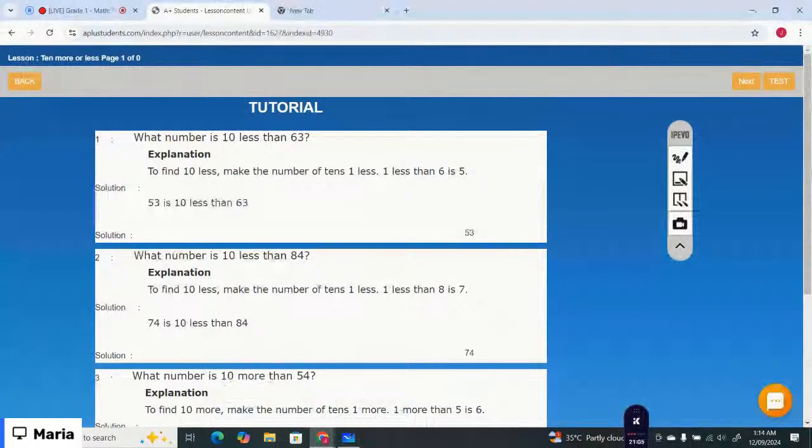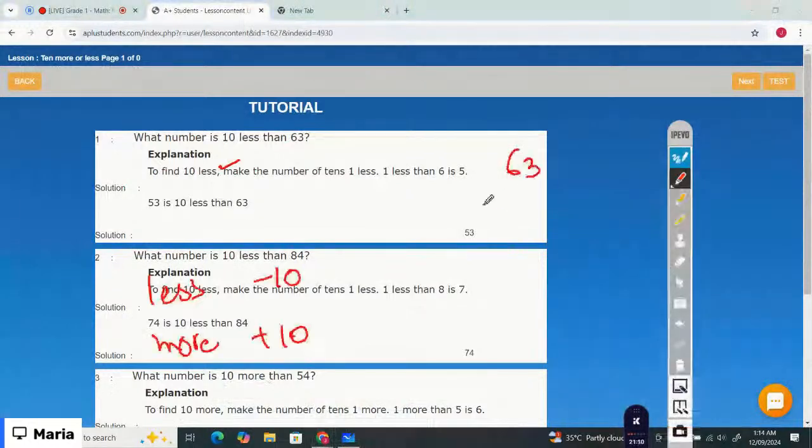Now you have 10 less than 63, right? You need to take away 10 from 63, right? So 3 take away 0 is 3 and 6 take away 1 is 5. That means 53 is 10 less than 63. The correct option is 53.